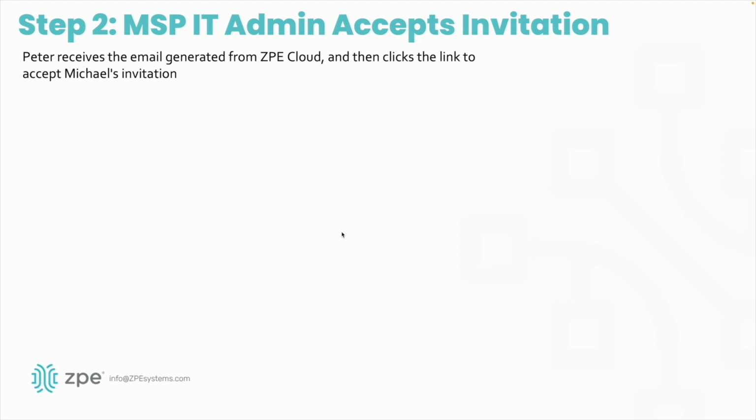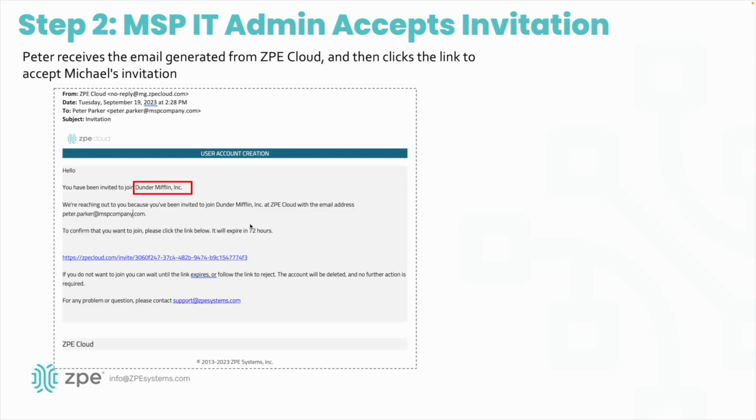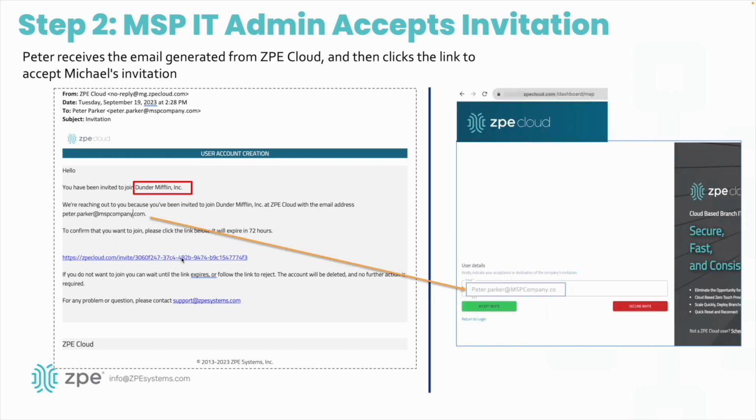The next step is accepting the invitation. The invitation email that is sent to Peter Parker includes the inviting organization, which is Dunder Mifflin, as well as a link to the invitation page. Clicking the link will take us to the invitation page, where a user will have an option to accept the invite or to decline the invite.